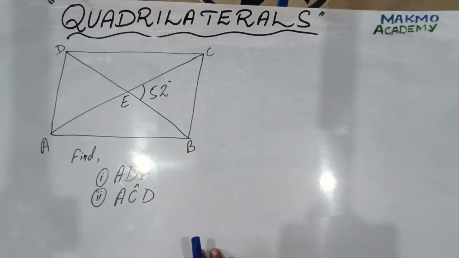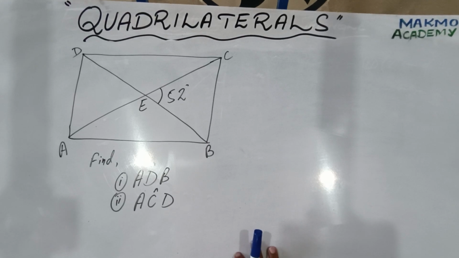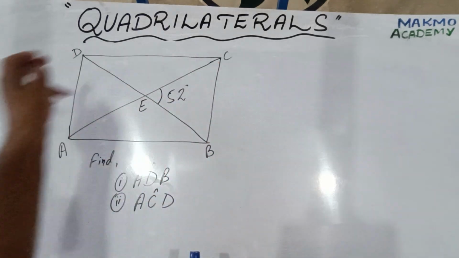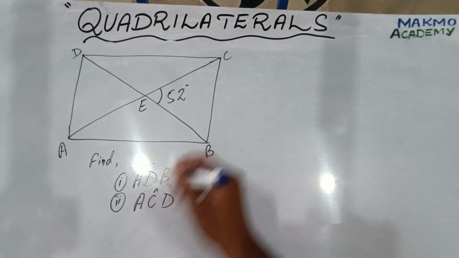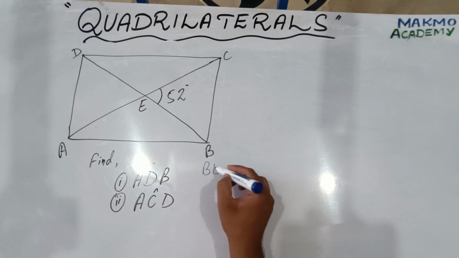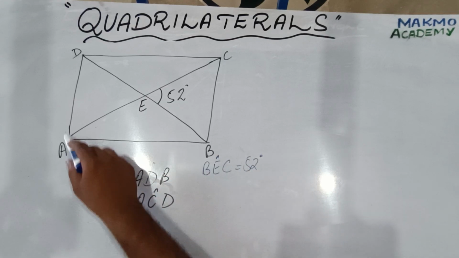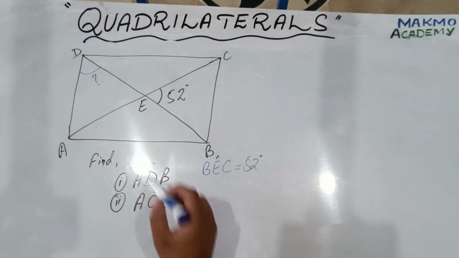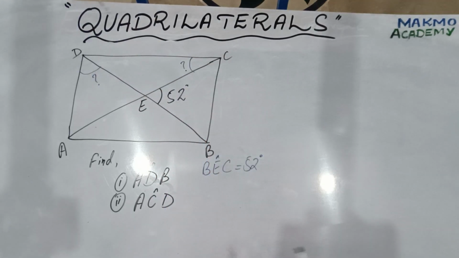Now guys, let's look at another problem, and in this problem let's look very attentively. We have a rectangle ABCD, and we are only given the size of this angle BEC. In the question it is given that angle BEC is equal to 52 degrees, and we need to find ADB. It means we need to find this angle, and ACD, this angle as well. So these two are the unknown angles. Let's see how to find them.